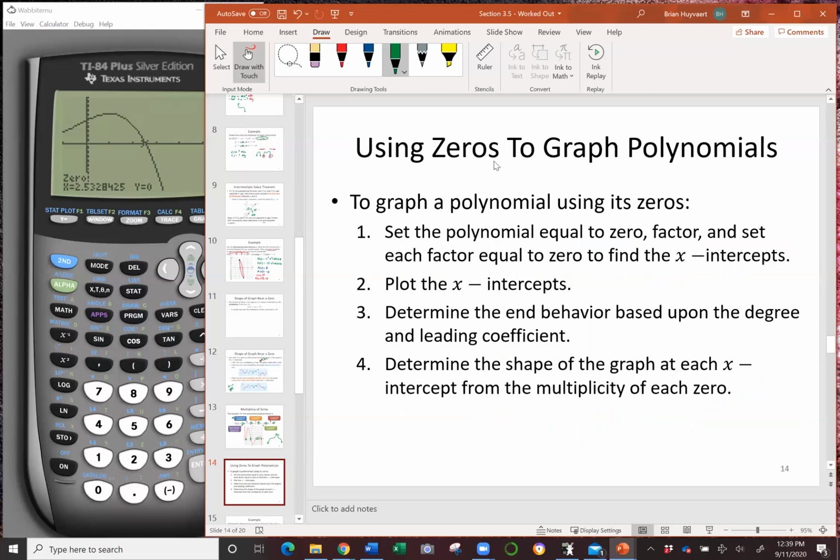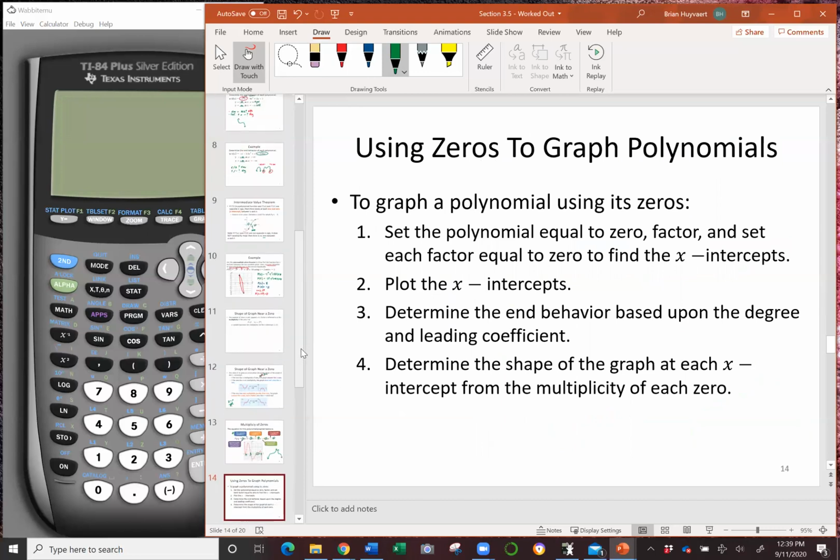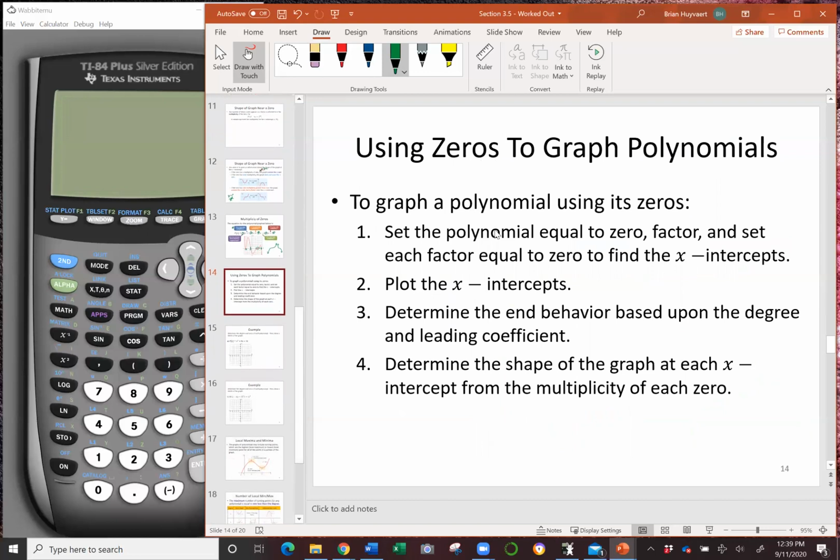Okay, so let's talk about using those zeros to graph polynomials. We've done this before with just quadratic functions, graphing parabolas, but now it's a little bit more involved. So we'll refer to this process as we go through a couple of examples. But the very first thing we would do is set the polynomial equal to 0, factor it, and then set each factor equal to 0. That's the major thing.